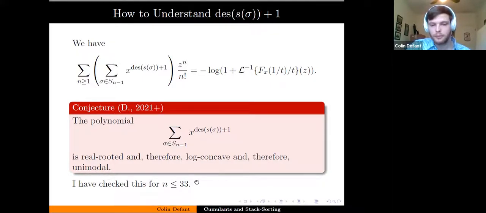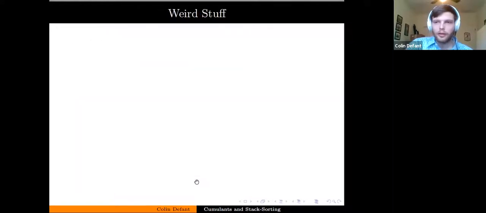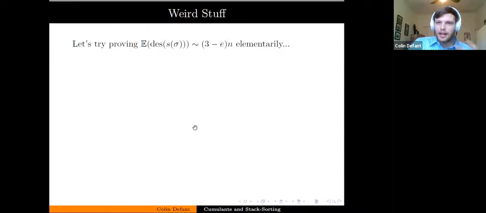Okay. So now let me tell you about some weird stuff. So let's say we try to give an elementary combinatorial proof of this fact that the expected value of the number of descents is asymptotically 3 minus e times n. One way you could try to do this would be to just ask, what is the probability that the number 1 is a descent of S of sigma? So you choose your random permutation sigma, apply the stack sorting map, ask, what is the probability that the first number in S of sigma is bigger than the second number? And try to show that that is asymptotically 3 minus e.